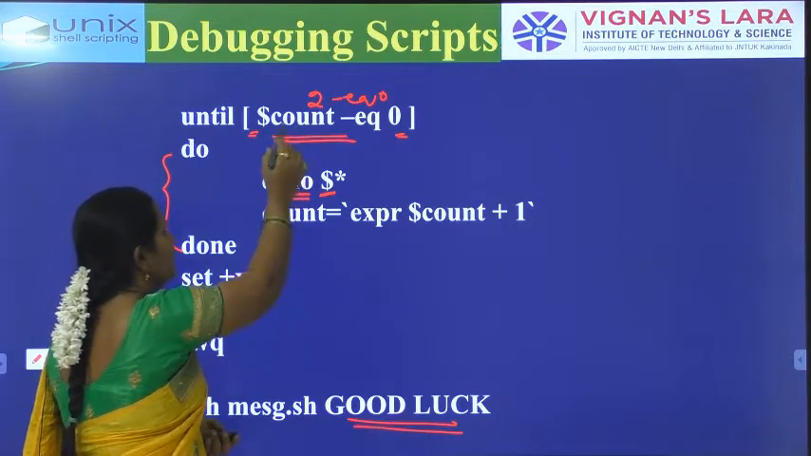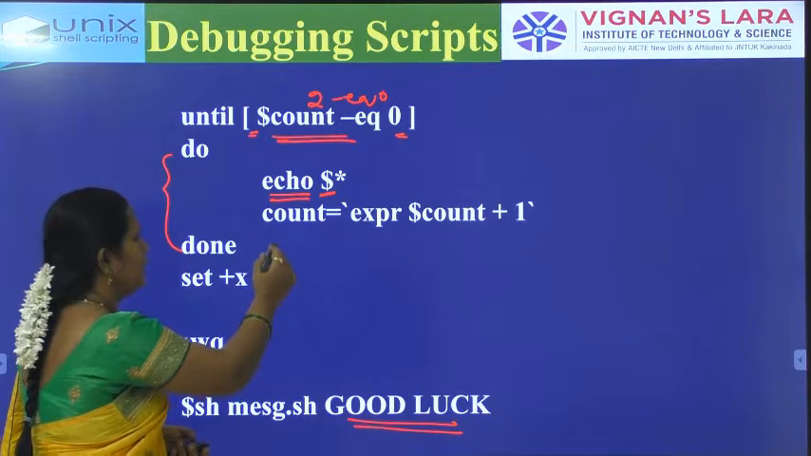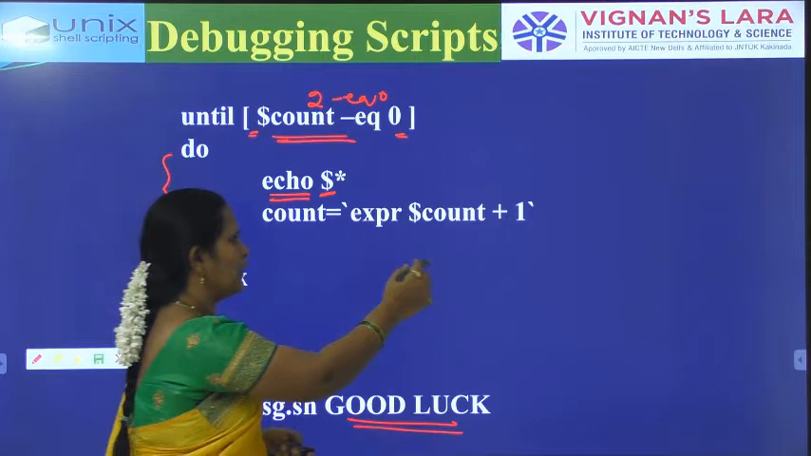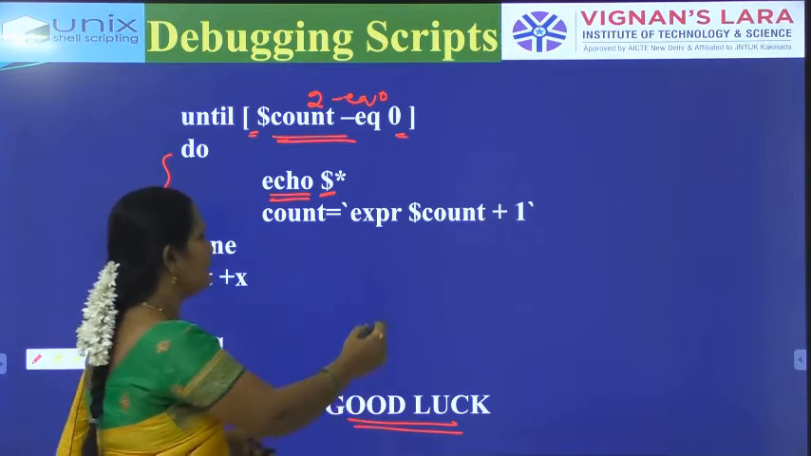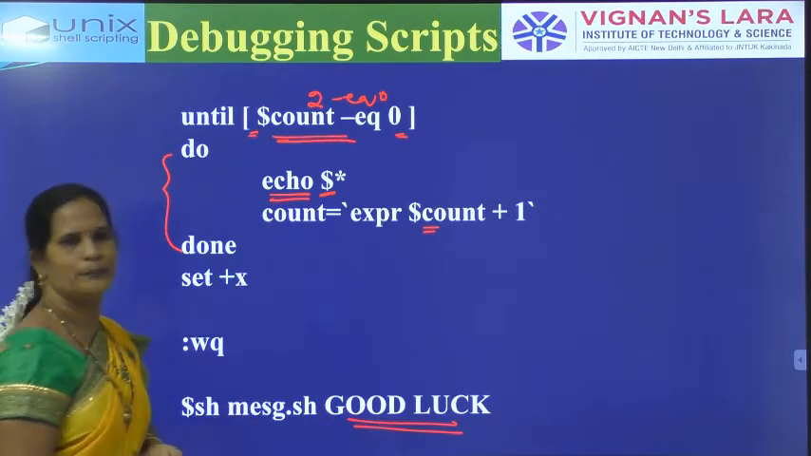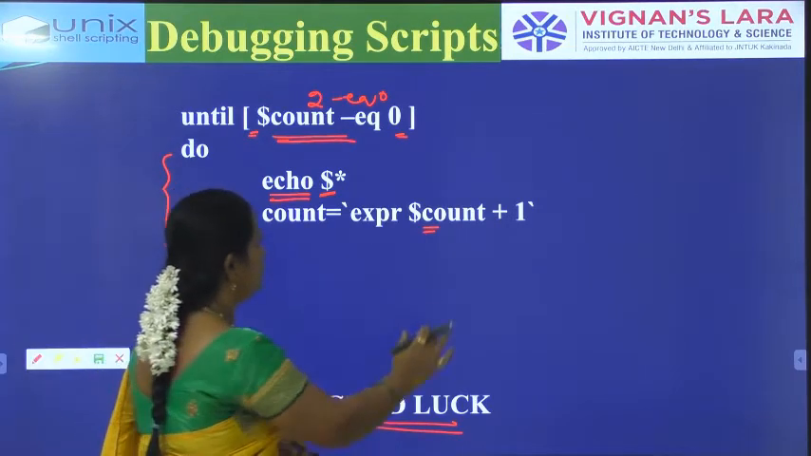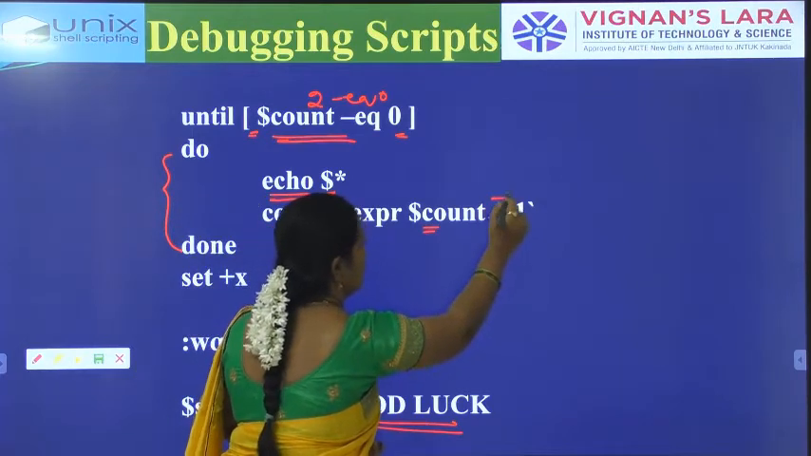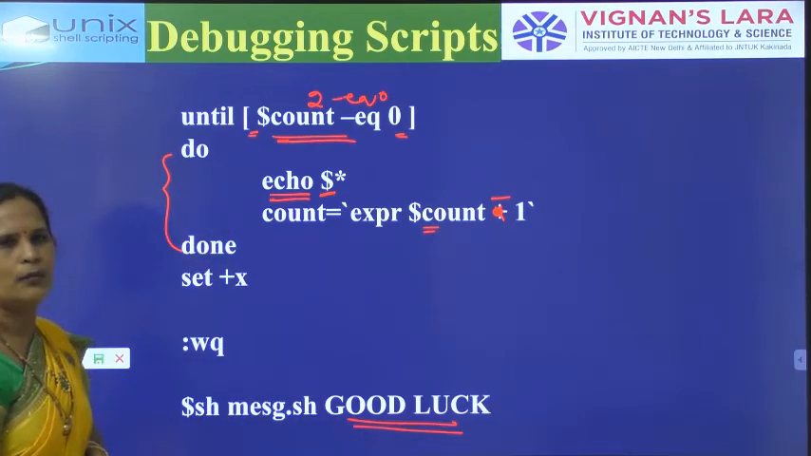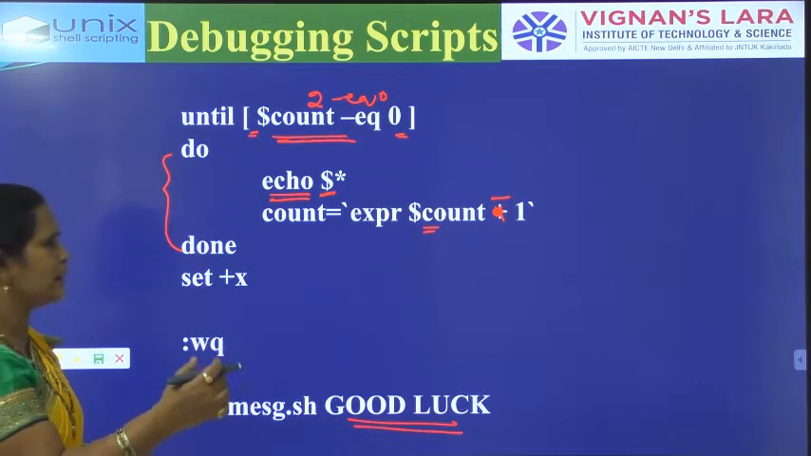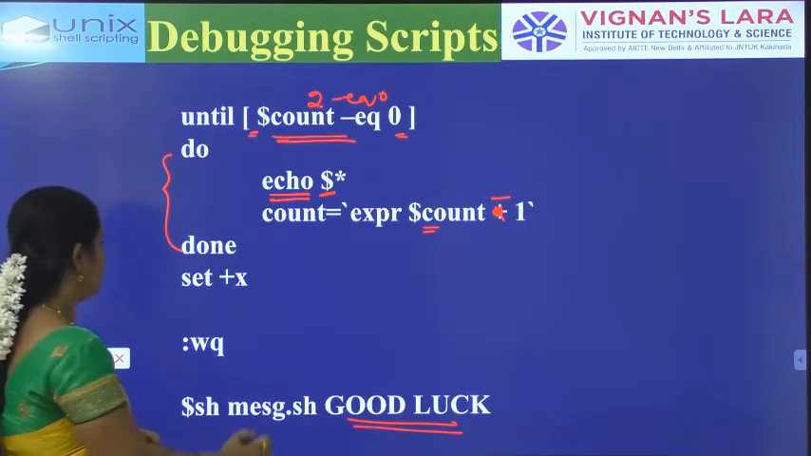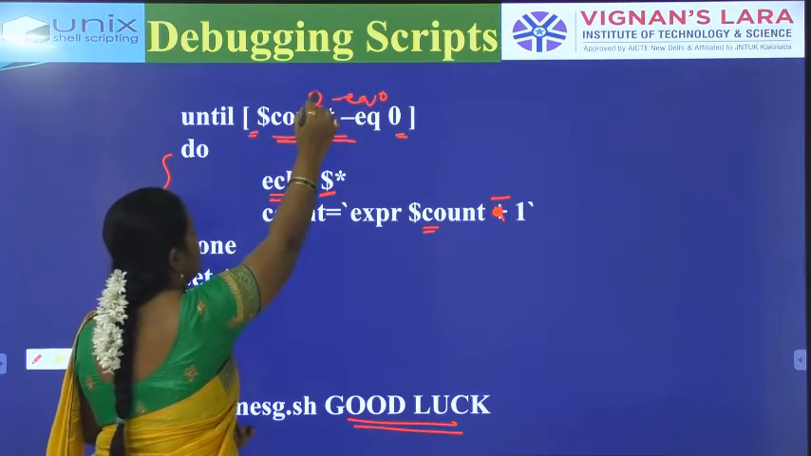Next time, in order to decrement the count variable, we have to specify count is equal to expr space $count space minus space 1. Not increment, decrement. So expr space $count minus 1. Now the value becomes 2 minus 1, which is equal to 1. So now the count value is equal to 1.